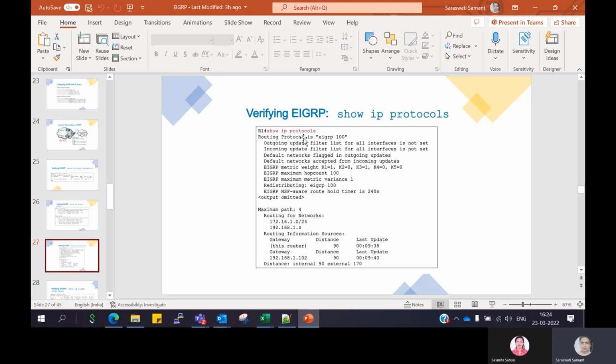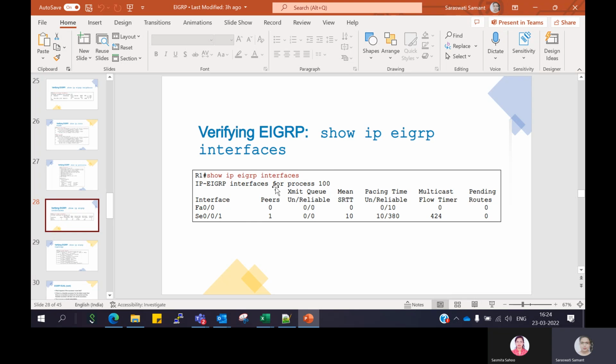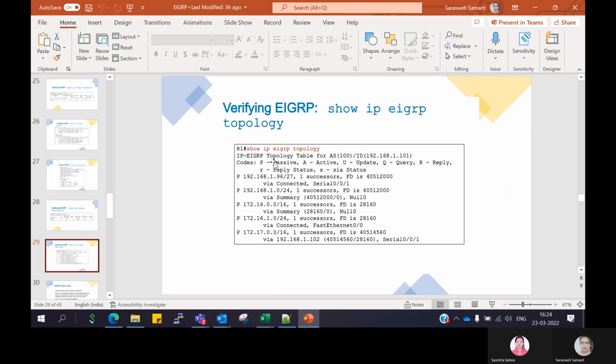Show IP protocols will give you a brief summary of the protocols used, the interfaces, and the topology with feasible distance and successor for each neighbor.